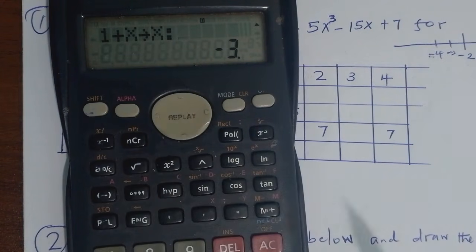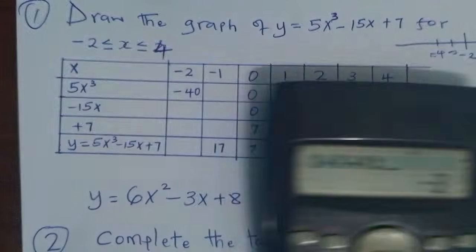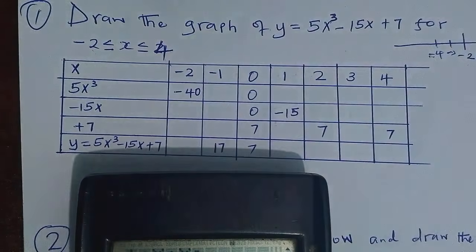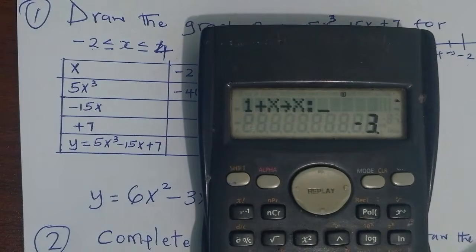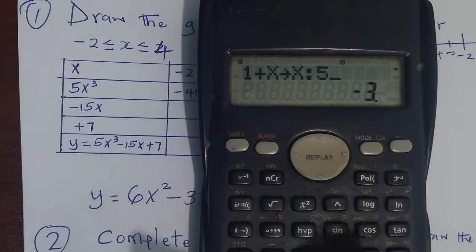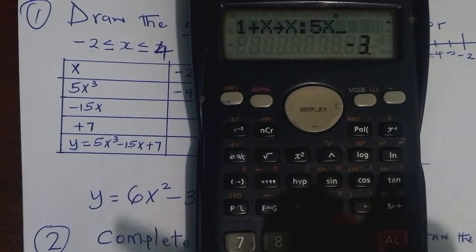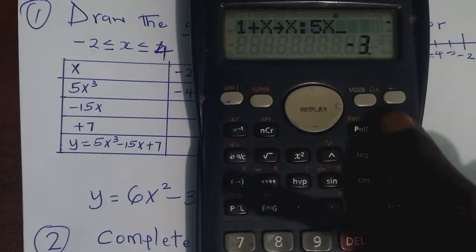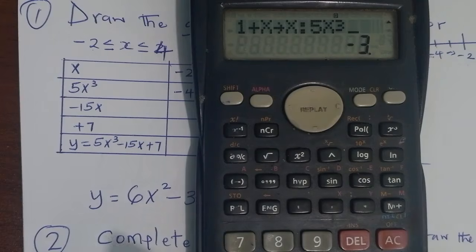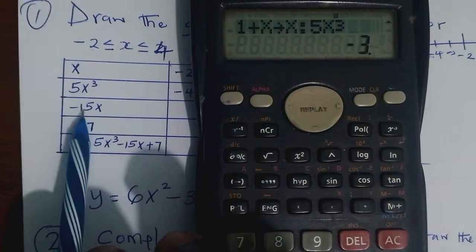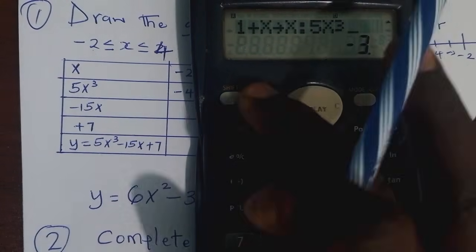Now you write the function. So our function has now been divided, 5x cubed. So we write it as separate like this. Let's write this one: press 5, then X, you press alpha, then X, then the cube is here, press cube. The next is, to separate them, press alpha and colon.